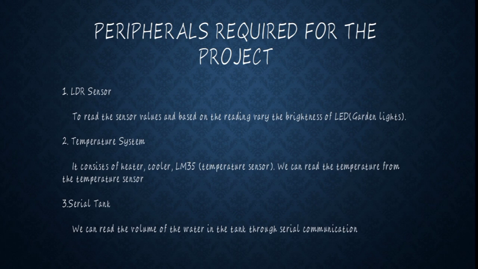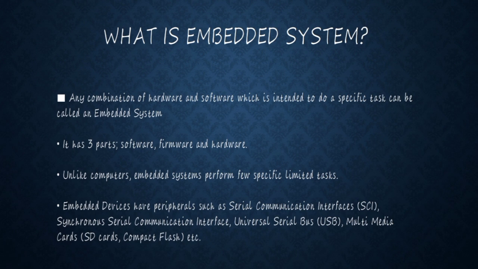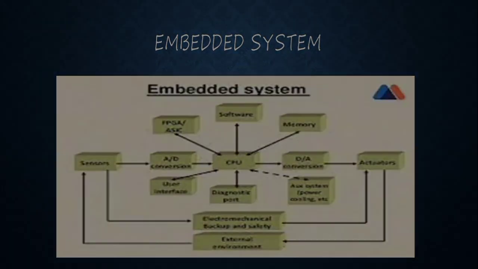A peripheral is an internal or external device of a computer, and we use LED, sensor, temperature sensor, and serial tank. Now let's see what is IoT. IoT is the Internet of Things. It is the network of physical objects that contain embedded technologies to communicate and sense or interact with the internal state or external environment. Now, what is an embedded system? An embedded system is the combination of computer hardware and software. This is the architecture of an embedded system.